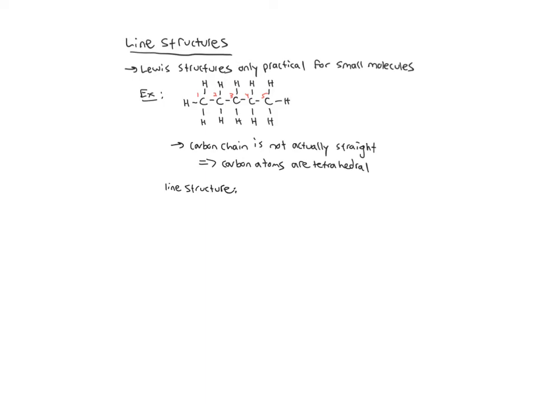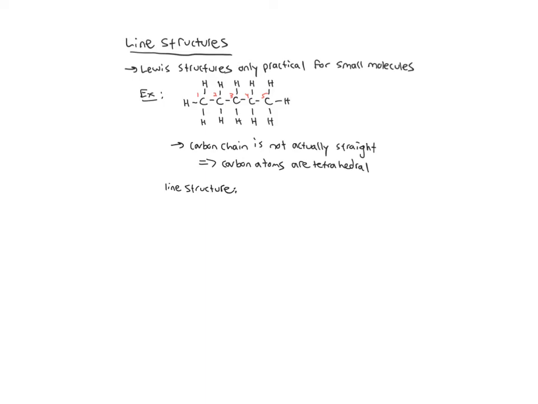One thing Lewis structures also get wrong is that the carbon chain is not actually straight. Here we have those carbons in a straight line, with all those bonds at 90-degree angles. We're going to see that that's actually not the case. These bonds are actually at about 109.5 degrees, because carbons are tetrahedral with this particular hybridization. We're going to go into that in a little more detail later. For now, what we have to know is that they are tetrahedral.